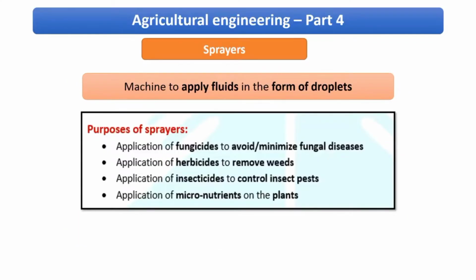Okay, so first of all, sprayers, very simple. It's a machine which is basically used to apply fluids in the form of droplets. Now, this is an important point out here. You need to understand that the form which is used is that of droplets, right? You need to know that the purpose of sprayer, it is multi-purpose. We can use it to apply fungicide, herbicides, insecticides, or micronutrients, okay? So you can see for a couple of purposes, it can be made use of.